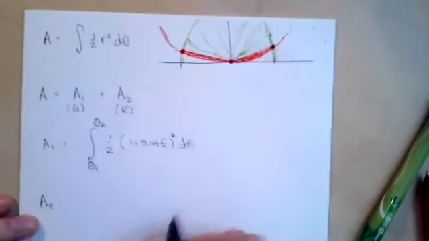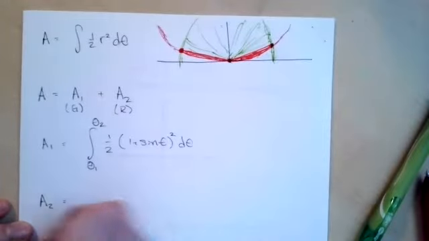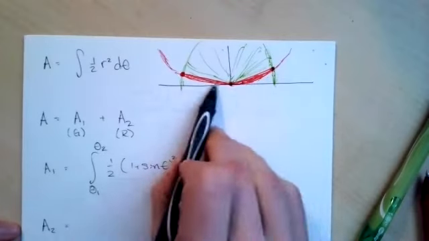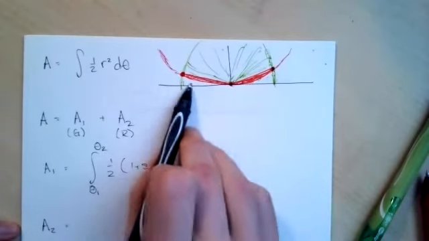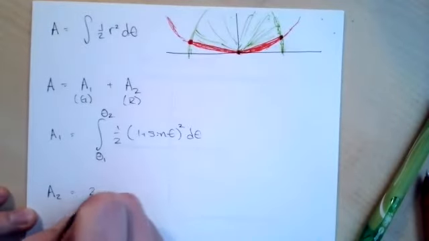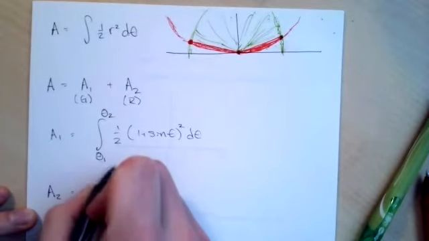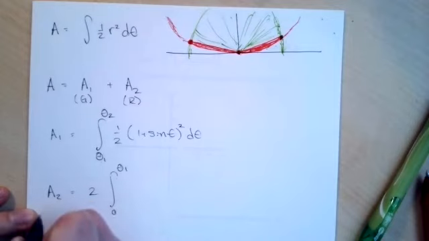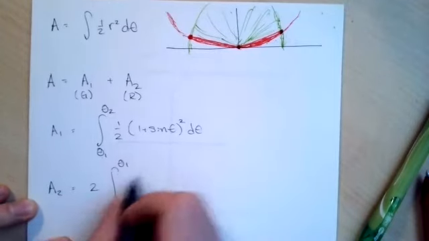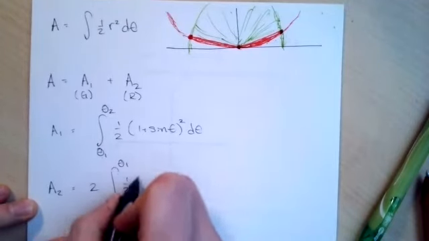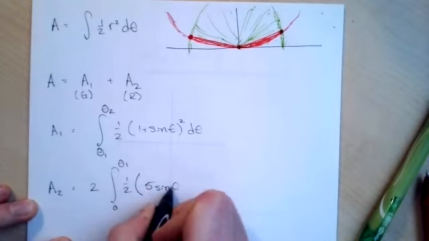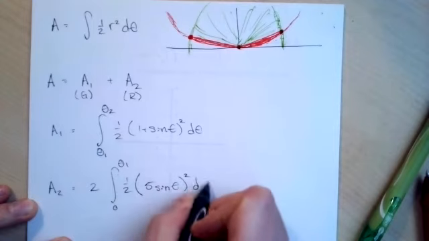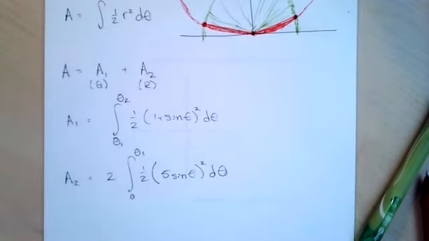A2, similarly, the best way to probably do A2 by symmetry, since we're looking at the red area, let's just compute the right value and multiply it by 2. So it's going to be 2 times the integral from 0 to theta 1 of R2, so 1/2 5 sine theta squared d theta.